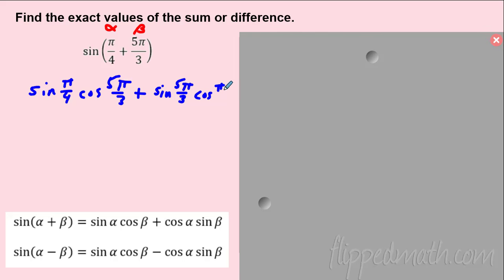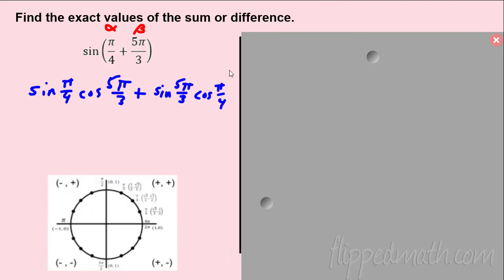Pi over 4. There it is. So write that out. Now it's just a matter of using the unit circle. Pull that unit circle up here. So I've got one right there. And we are just going to find the values in here.